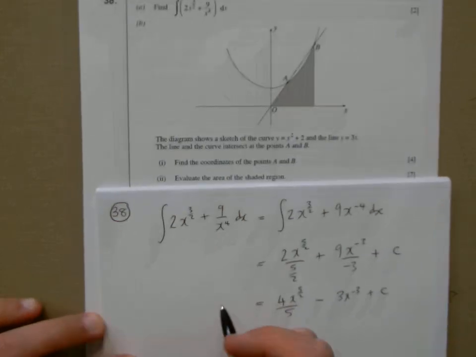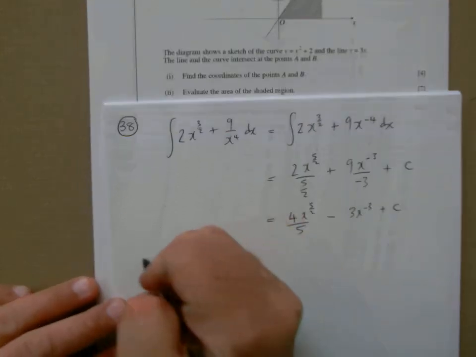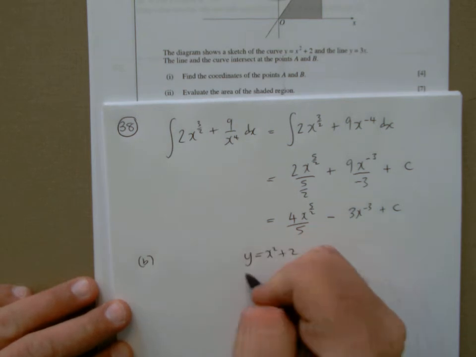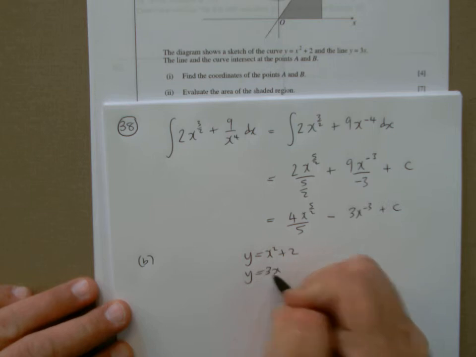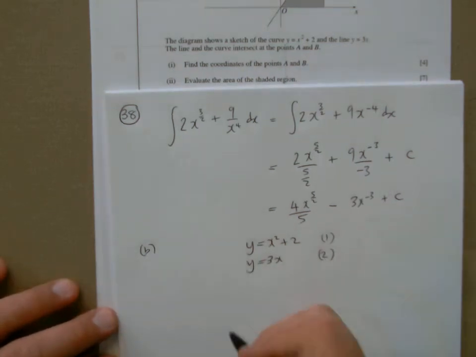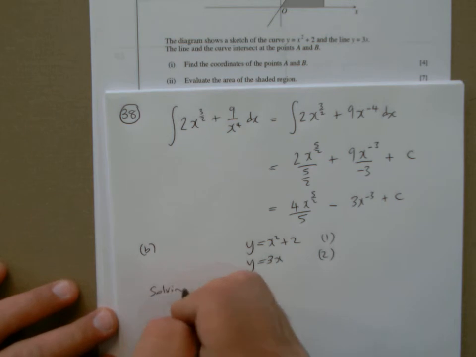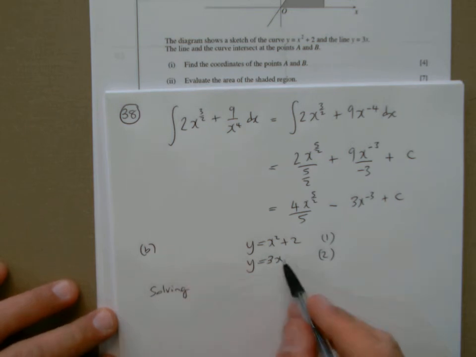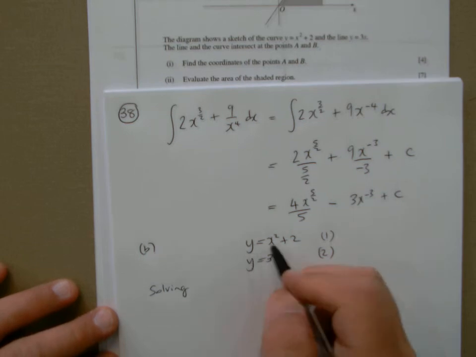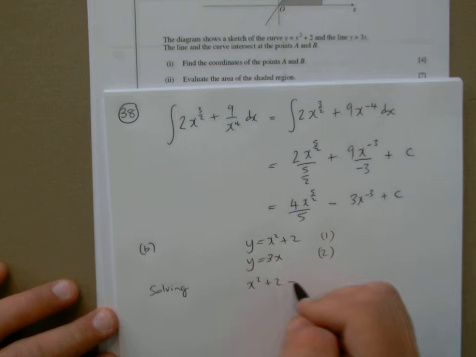So we're going to do simultaneous equations. So for the curve, y equals x squared plus 2. For the line, y equals 3x. Okay, and we're then going to solve these simultaneously. Okay, so solving, the y's will be the same at those points, so y's will be equal, in other words, then we can say x squared plus 2 will equal 3x.